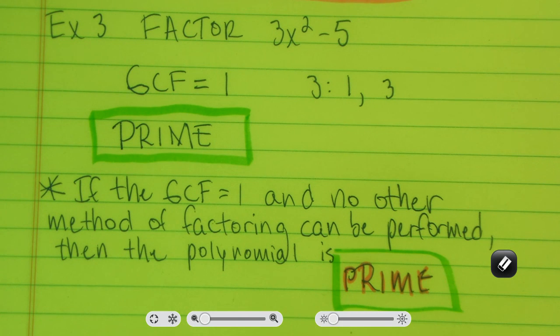So factoring with the greatest common factor is fairly easy. We can factor most any polynomial with the greatest common factor, and that's going to be our first step. Even when we're doing other types of factoring, we want to check for the greatest common factor first.